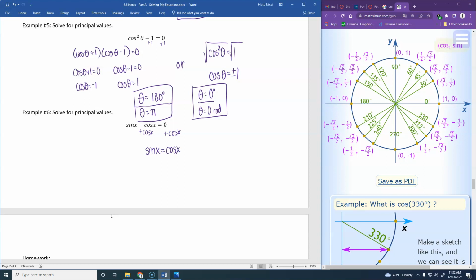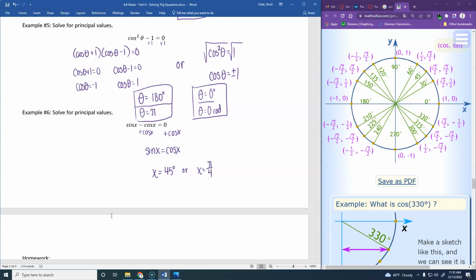And I can't really do anything to solve this. I can't divide both sides by anything. I could do sine inverse, but then I've got sine inverse of cosine x. Very confusing. But I'm looking for where sine and cosine are the same, right? Which happens at 45 degrees. So x would equal 45 degrees, or x would equal pi over 4.